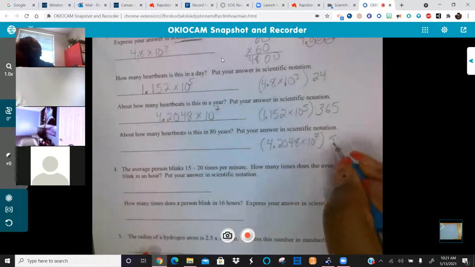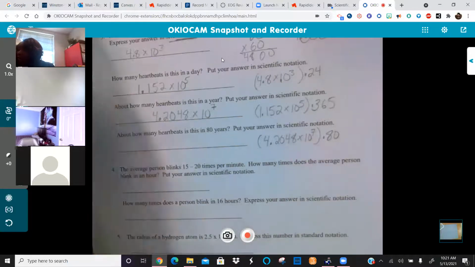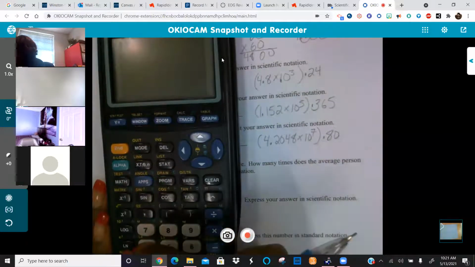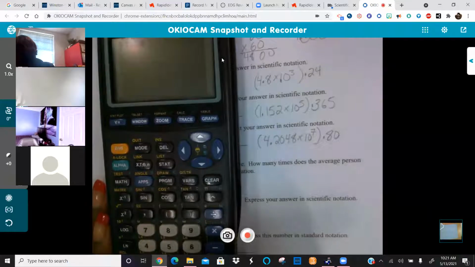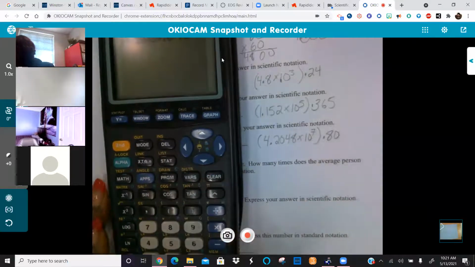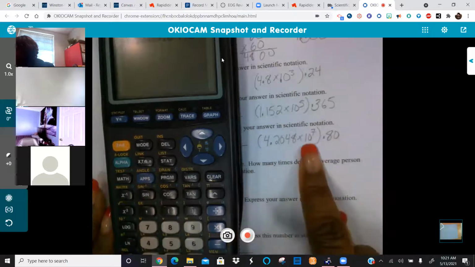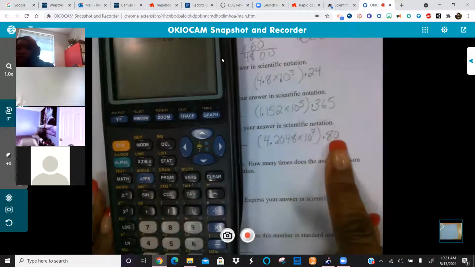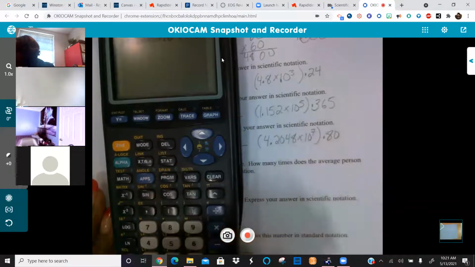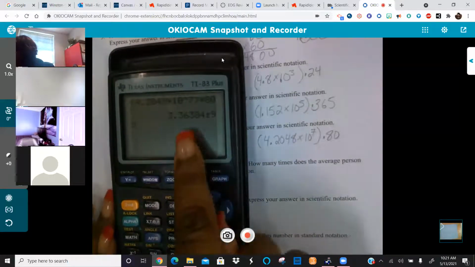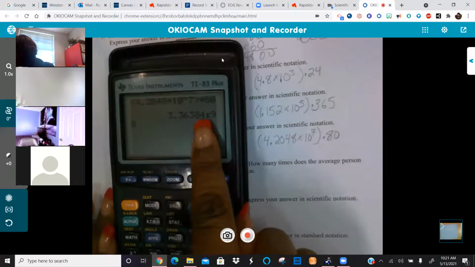Okay, so let's type this in and multiply it times 80. We got parentheses, 4.2048 times 10, caret key 7. Close the parentheses. So we wrote this, type that in. Now we're going to multiply times the 80. So let's go times 80, 80 years. Press enter, and this is the amount for 80 years.